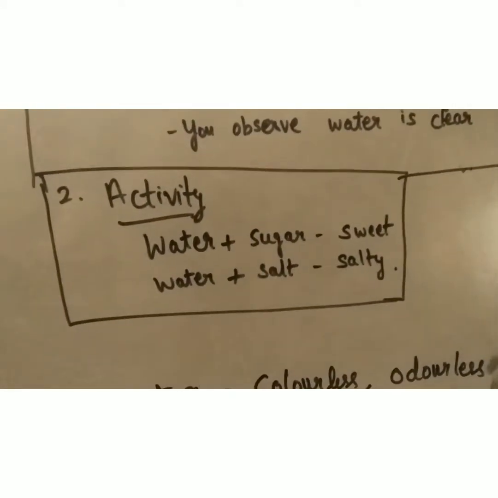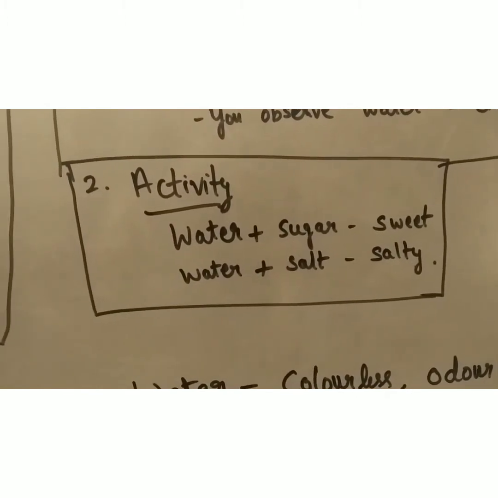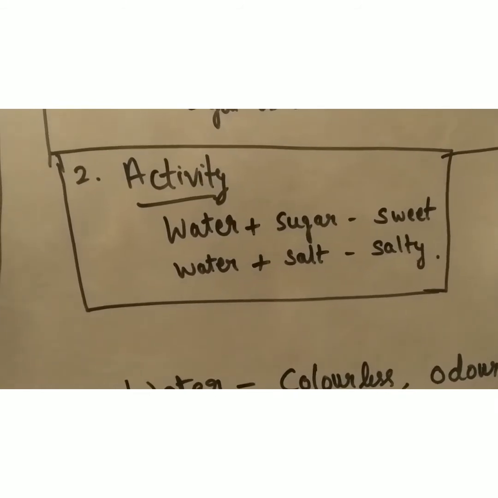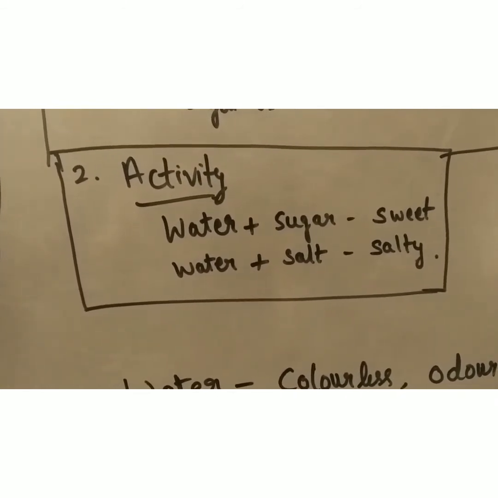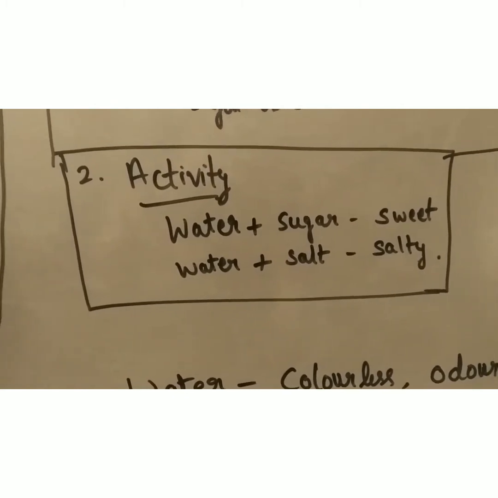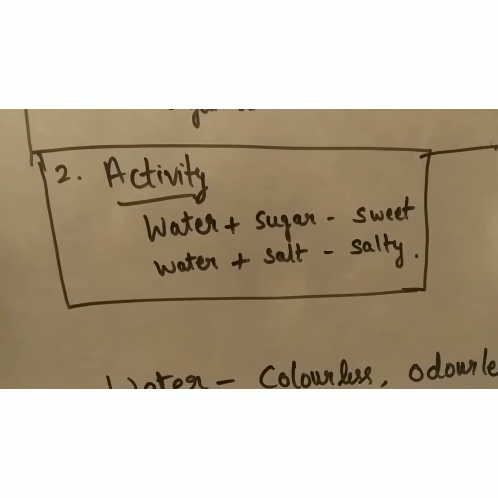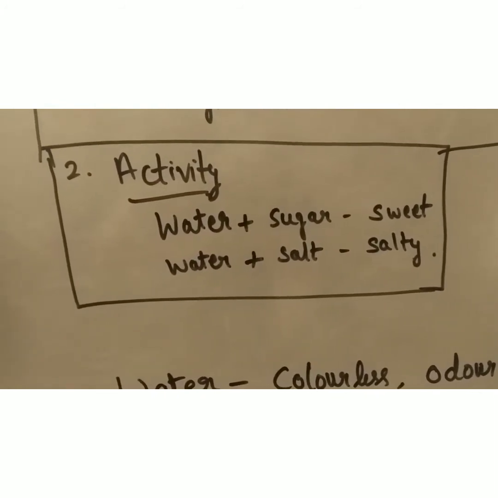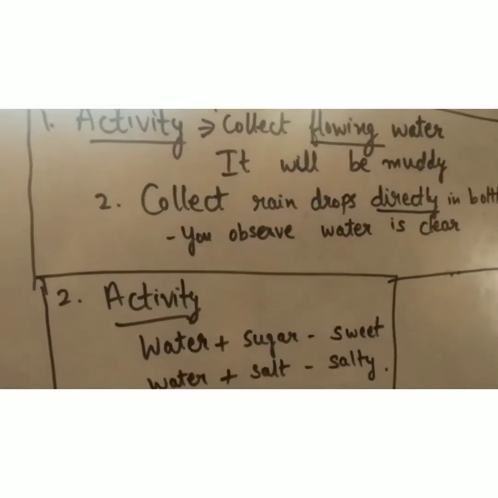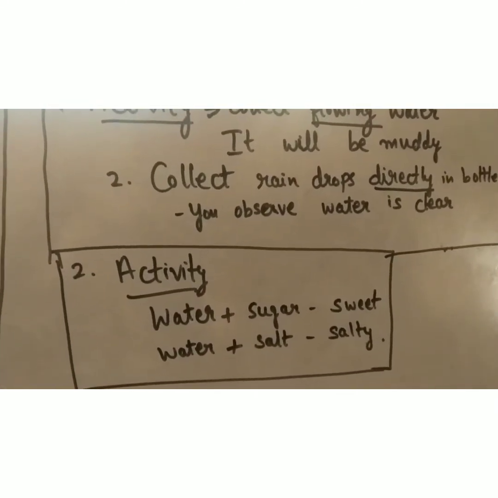Next activity is you just put water in one glass and add sugar to it. So what will be the taste of the water? The taste of the water is sweet. In the next glass you take water and add salt. The water is salty. So these are the two activities you have to do in your house, and you have to observe the things.